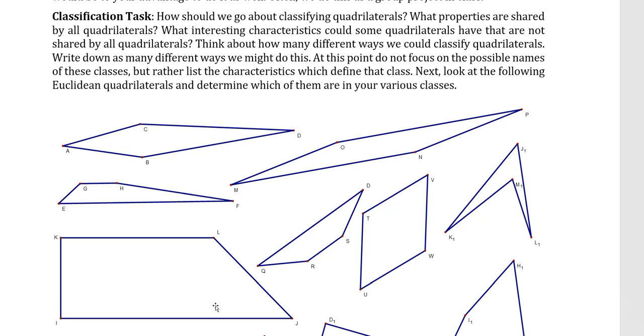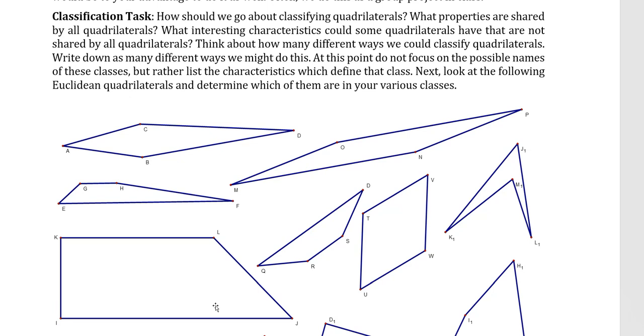What properties are shared by all quadrilaterals? We talked about that some in the last video. What are some interesting characteristics that you could have for some quadrilaterals, but that don't work for all quadrilaterals? Think about how many different ways you could classify quadrilaterals. Write down as many different ways as we might do this. At this point, we don't want to focus on the possible names of these classes, although you probably know the names of some of them, but rather just list the characteristics which define the class.